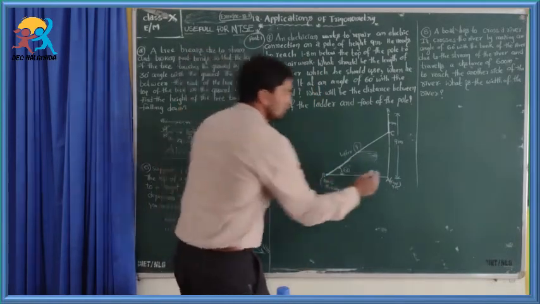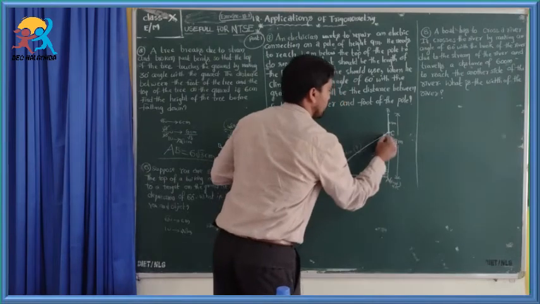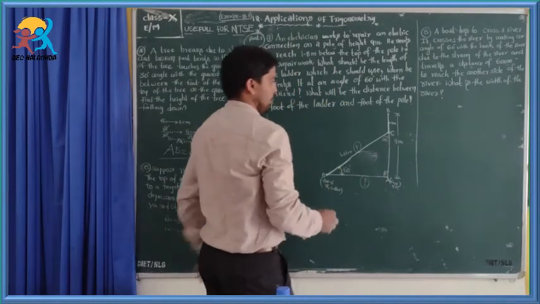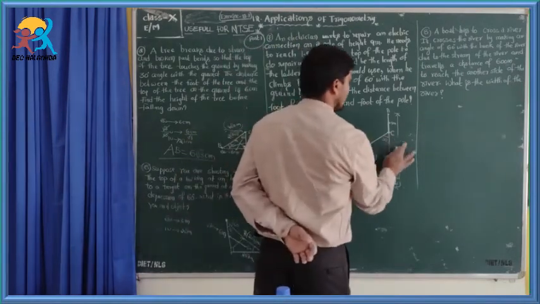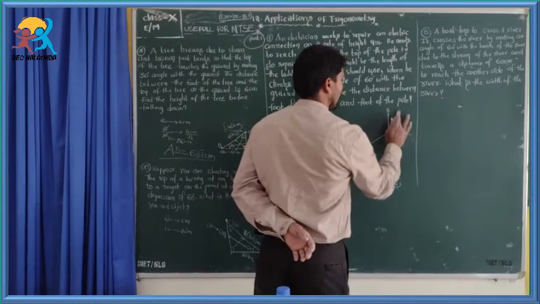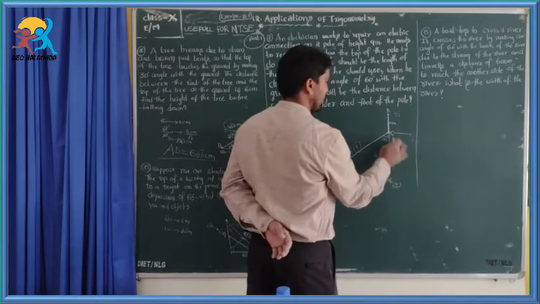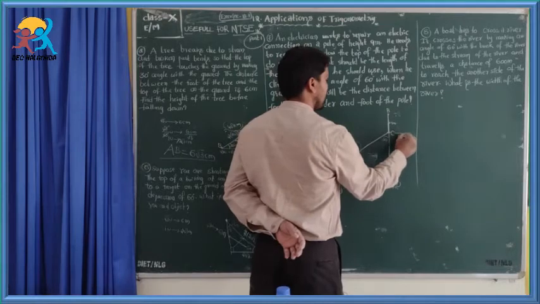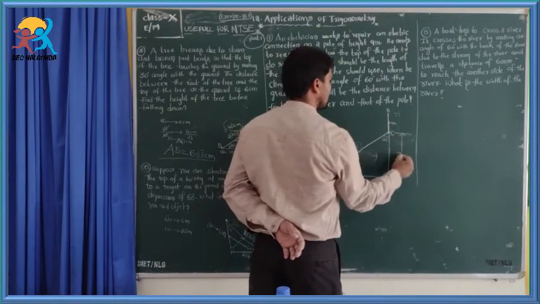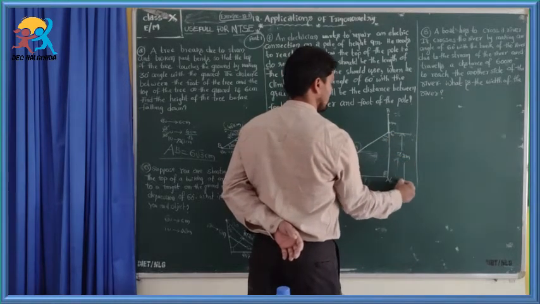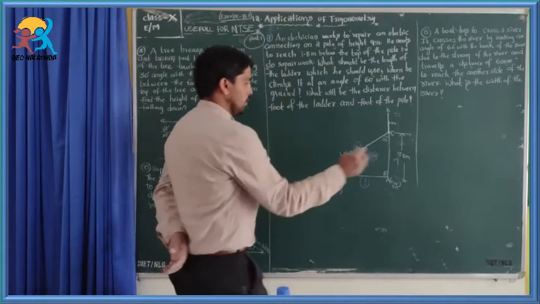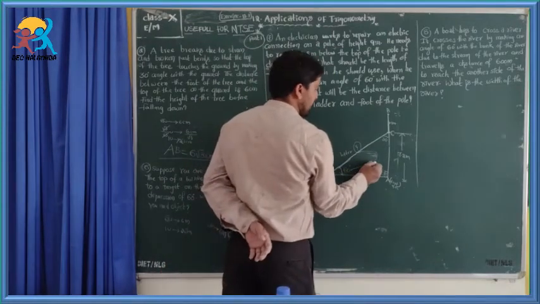That is, this is 90, so automatically this angle is 30. So, what is this length? Total is 9 meters, but B to C is 1.8 meters, so 9 minus 1.8 is 7.2 meters. Opposite to 60 degrees is 7.2.